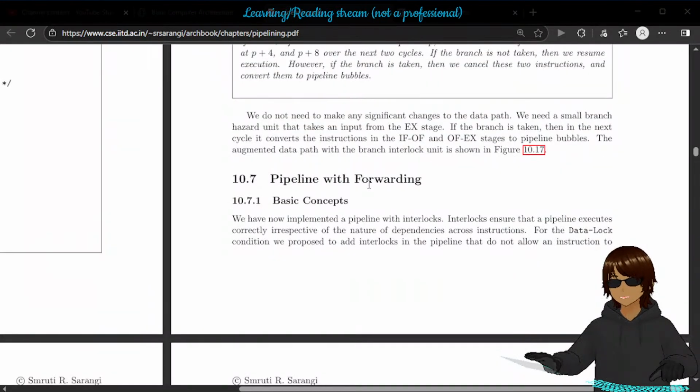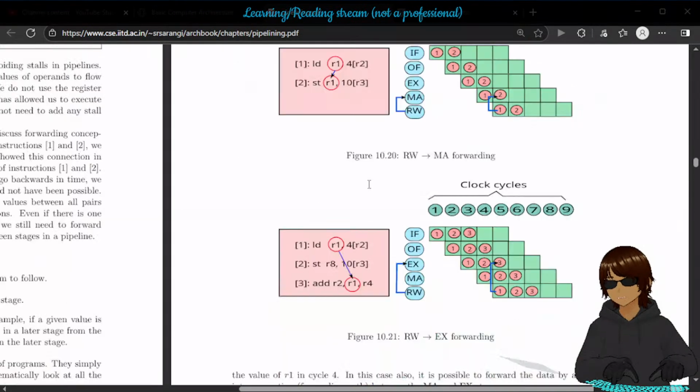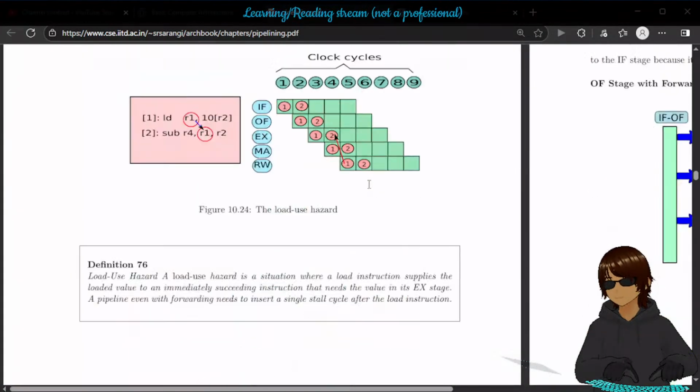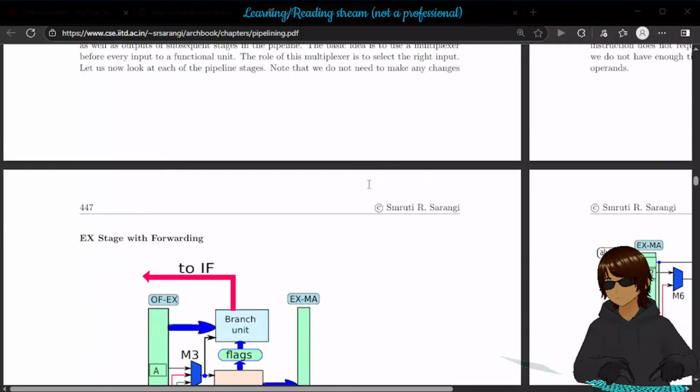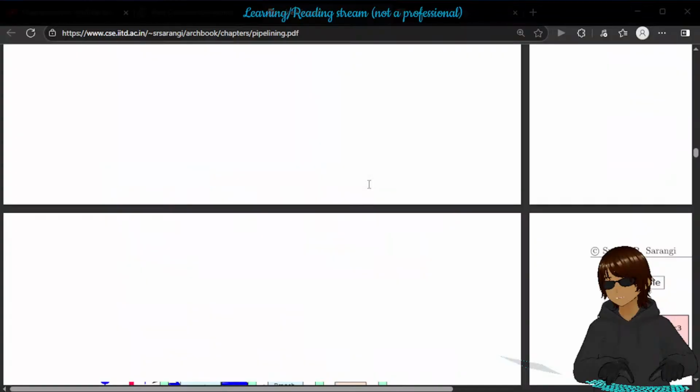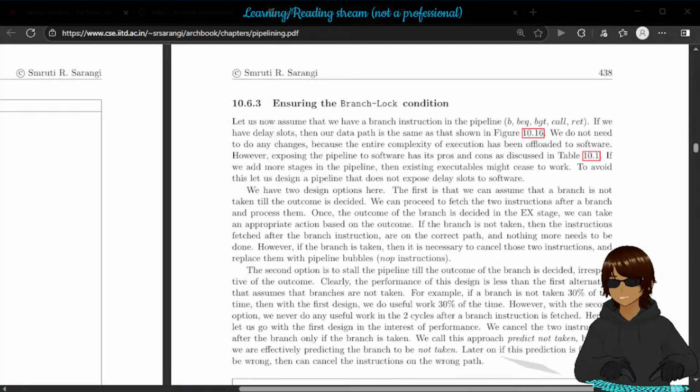Pipeline with forwarding. Should I read this or should I leave this for next time? Okay, this chapter seems quite long, so I will leave it for next time then.